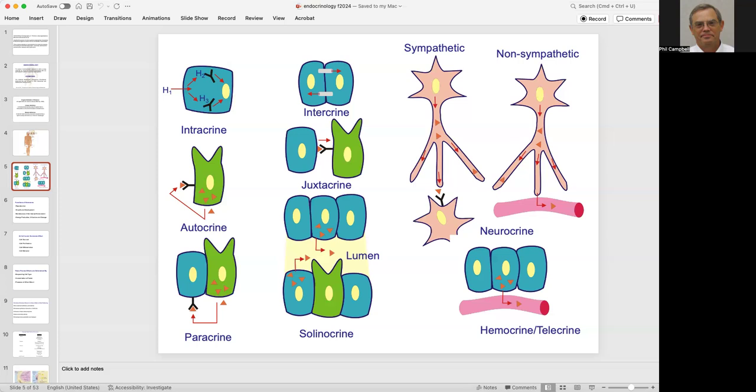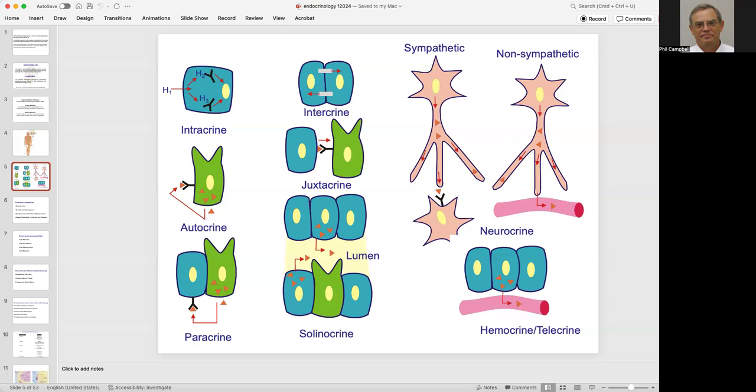Now, we also have something called paracrine communication. Paracrine communication means that communication is limited to cells within a tissue. That means local control. So I'm in a tissue. Here's a cell making the hormone. Here's the cell that has a receptor population and responds to that hormone. It's all within the tissue.